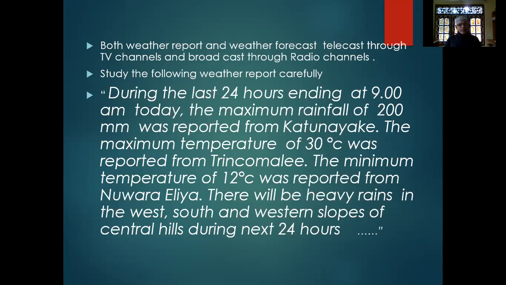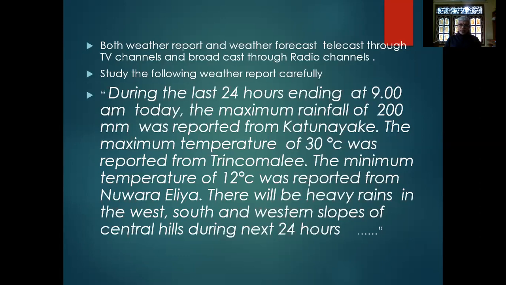Therefore, when such a quotation is given, you must be able to divide it. This part is the weather report and this part is the weather forecast. Like that, you must be able to divide it into two. It is up to you. Read it again and again.